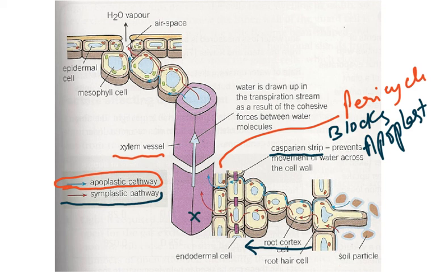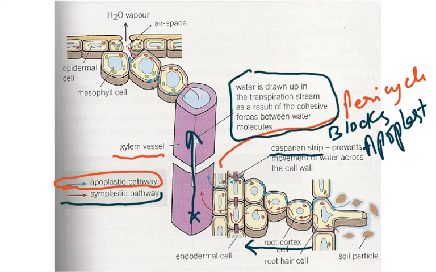As soon as it enters the xylem, now there is going to be a suction force. That suction force is the water being drawn up by the transpiration stream as a result of the cohesive forces between molecules. Cohesion is the hydrogen bonding between the water molecules. Adhesion is the water molecule adhering to the sides of the xylem vessels. Adhesion, cohesion. You must be very clear about this.